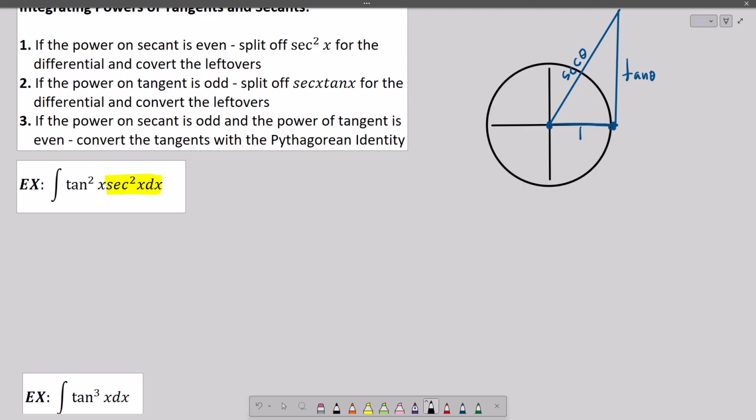If we take a quick glance at the second one, if the power on tangent is odd, so we have either secant to even or tangent to odd, we're going to pull off a sec tangent.